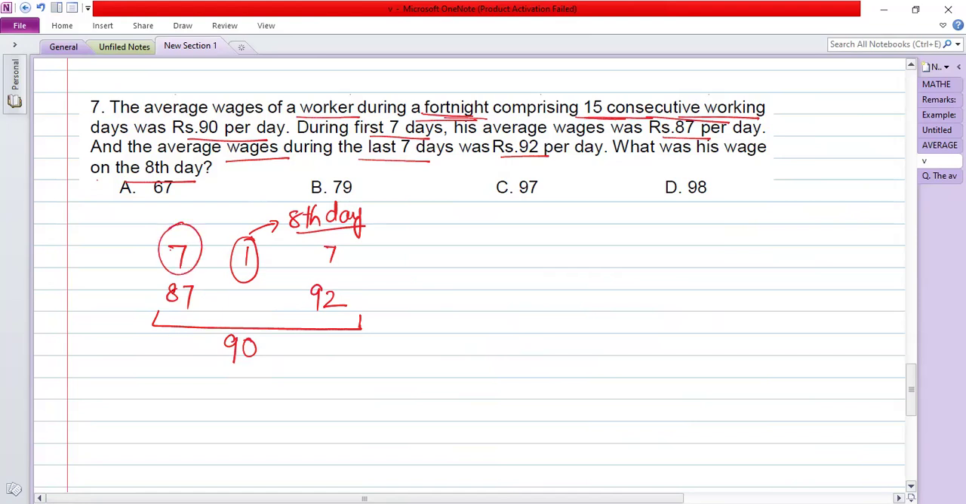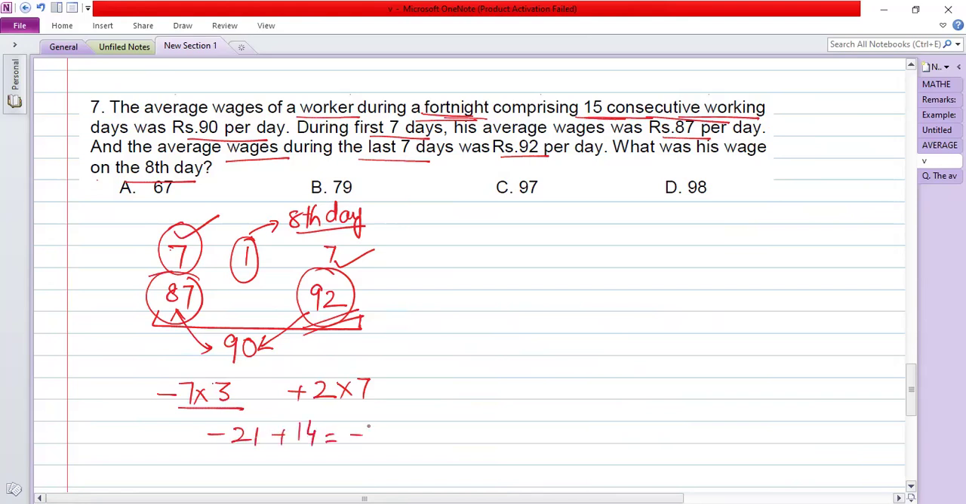Now, for the first 7 days, what is the deviation or difference? It is 3. And this 3 is for all the 7 days, means 7 into 3, 21. And since it is less, I will put a negative sign. For the last 7 days, the average is 92, which is greater than 90 by 2. Since it is for 7 days, I will multiply by 7 and it will be plus, because it is surplus. So minus 21 plus 14 means minus 7.